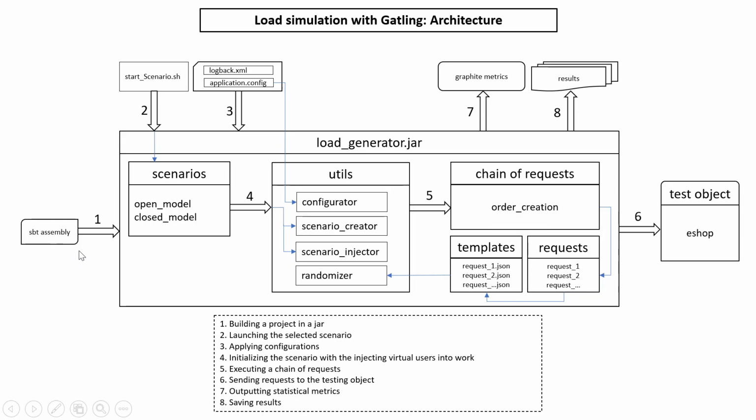The first item is responsible for building the project. Run the command and get the jar file. After that, we will launch the generator using pre-prepared files.